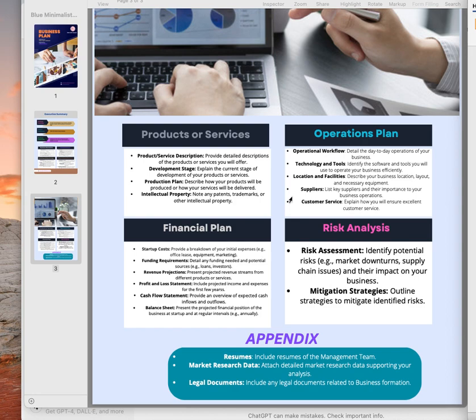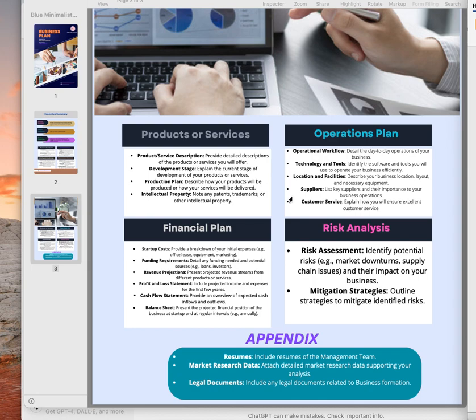Next section is operational plan. So detail the day-to-day operation of your business, how it will be your operational workflow, technology and tools. You can define what type of technology or tools you are going to utilize for your business. Then location and facilities, then suppliers, so you can list the key suppliers and their importance to your business operation. Then customer service, explain how you will ensure excellent customer service.